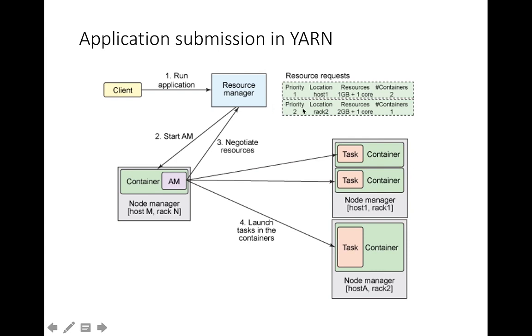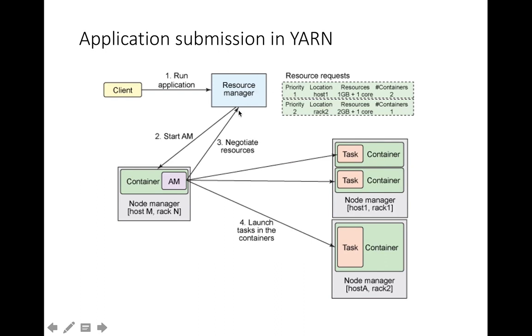Also, there is another task, and we put the priority there as 2. The location is rack 2. Then the resources will be specified there, and the number of containers to run this task is 1. So the resource manager will handle this.